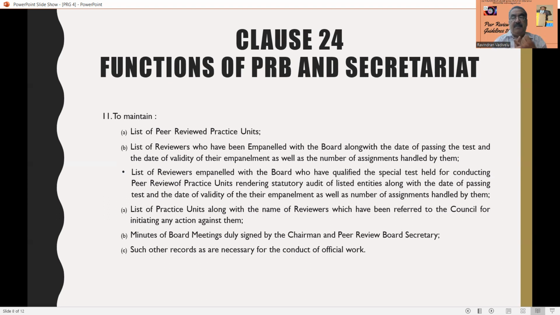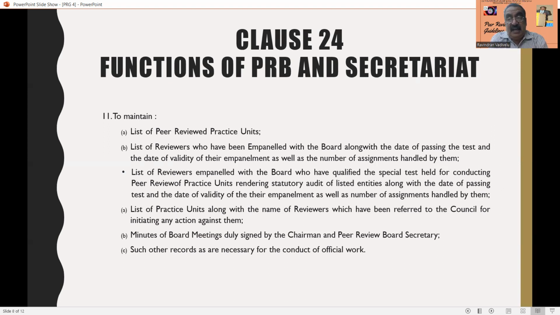Here, the basic requirement for the empanelment is that he has to pass the training, he has to pass the examination, and if he is in employment, up to what period he was in employment, and how many assignments have been given to the peer reviewers. Here, the list of peer reviewers empaneled with the board who have qualified with a special test held for conducting peer review of practice units rendering statutory audit of listed companies, along with the date of passing the test and the date of validity of their empanelment, as well as the number of assignments handled by them.